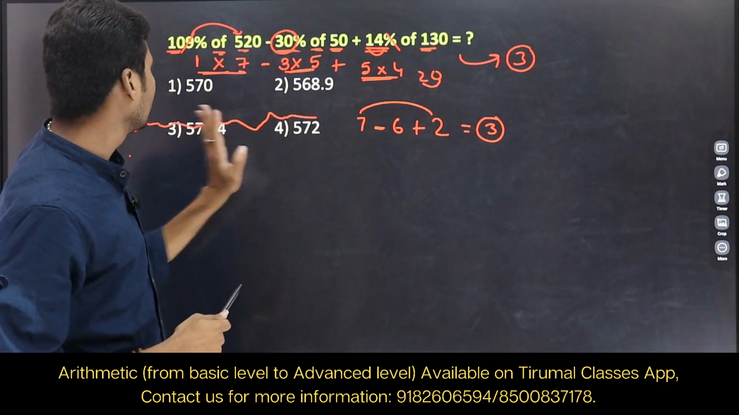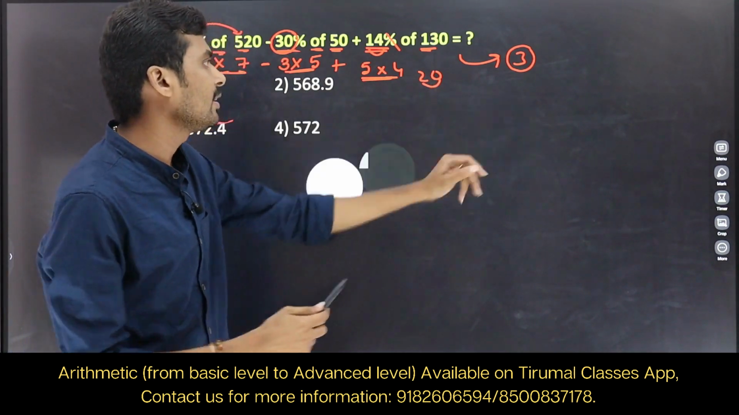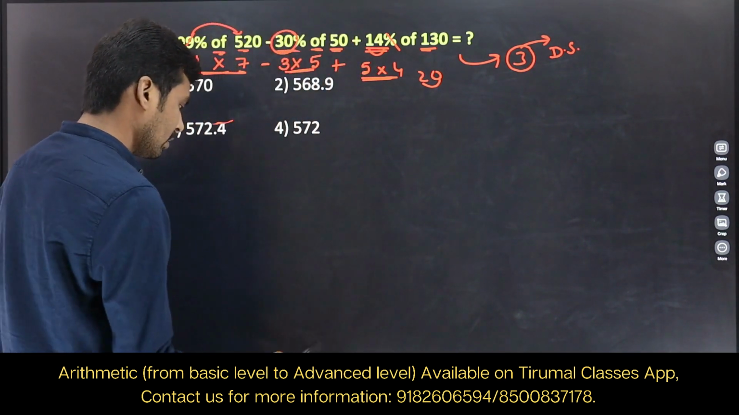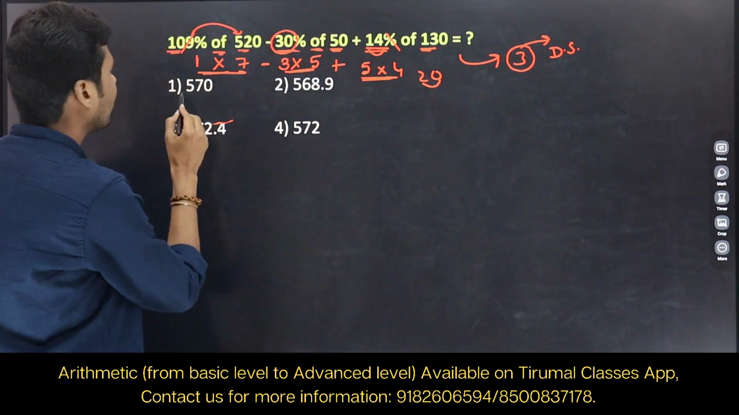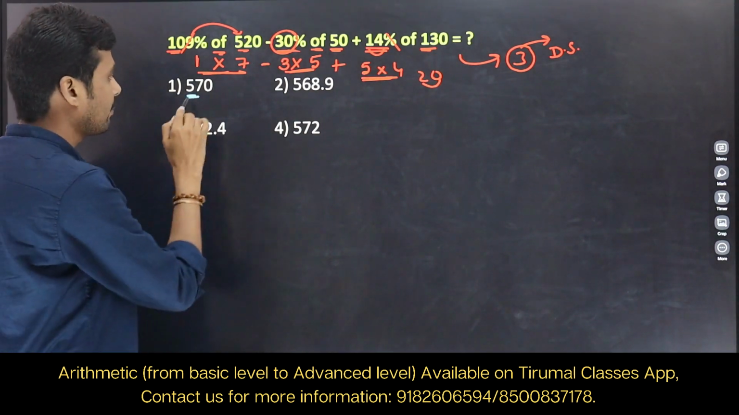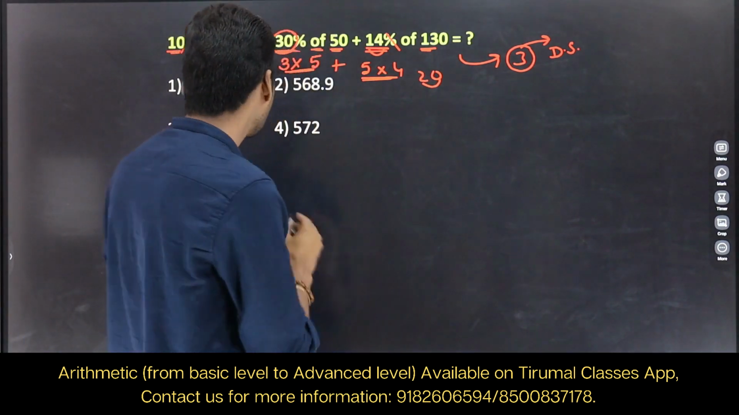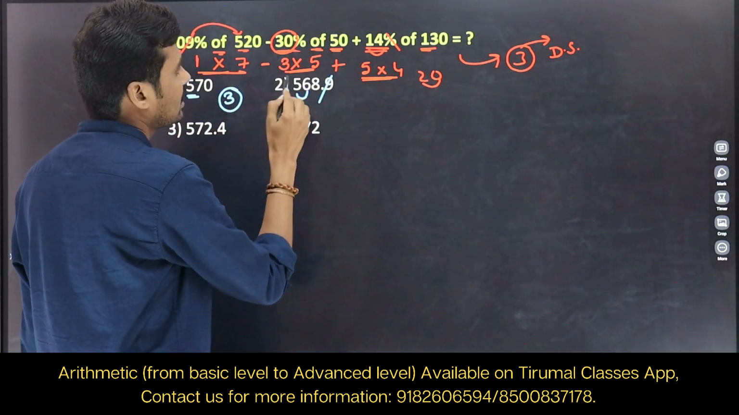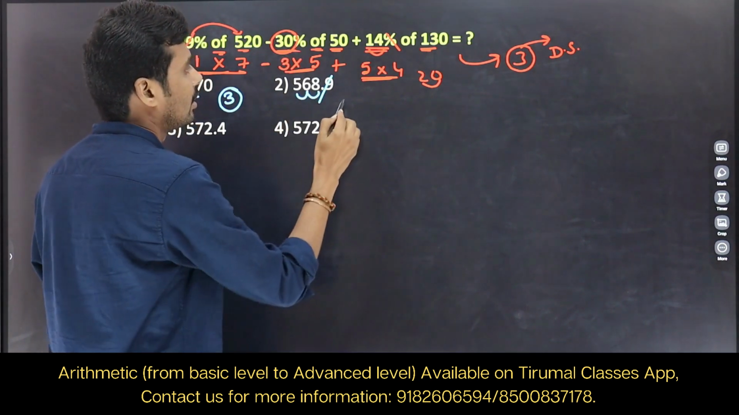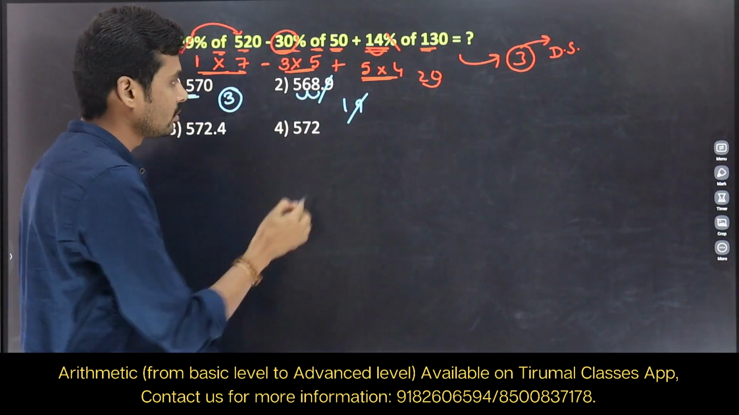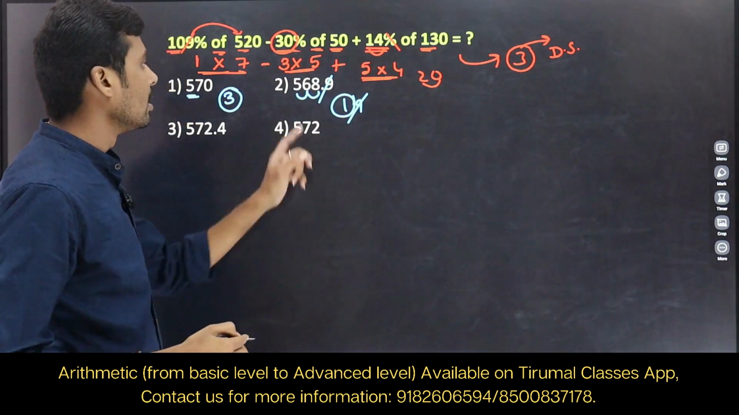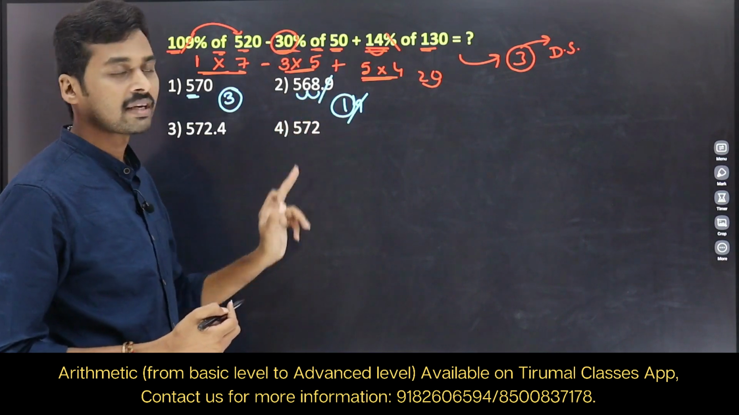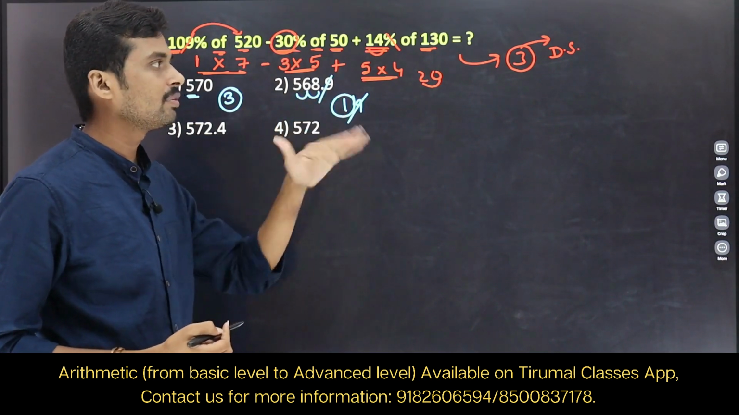Now I have to look for the option where I'll get the DS value. The total DS value is supposed to be 3. Just look at the options. The first option: 5 plus 7 is 12. 12 means 1 plus 2 is what? 3. So 3 here. Here 9 gets cancelled. So 6 plus 5 is 11. 11 plus 8 is what? 19. 19 means I can cancel out 9. So what is the DS value? 1. So here 9 I can cancel out immediately. 5 plus 6 is 11. 11 plus 8 is 19. So you can cancel out the number and we are left with 1.